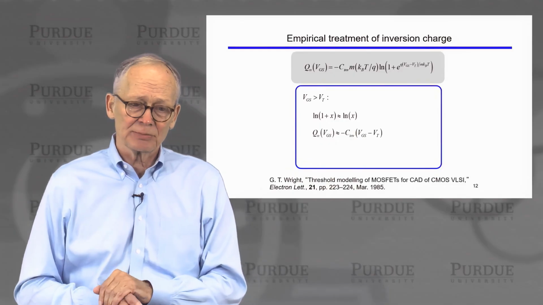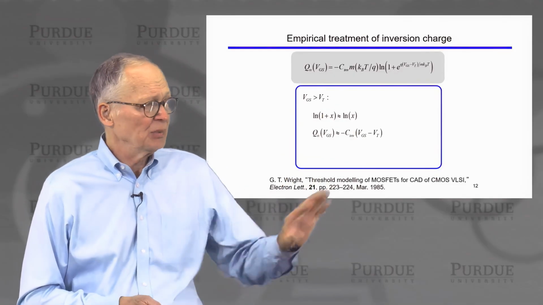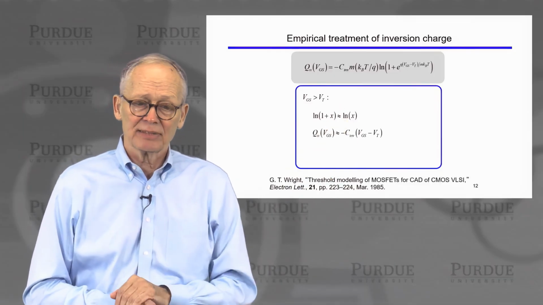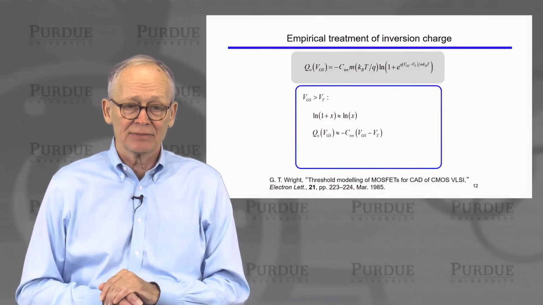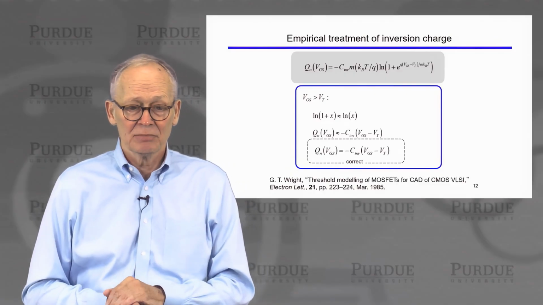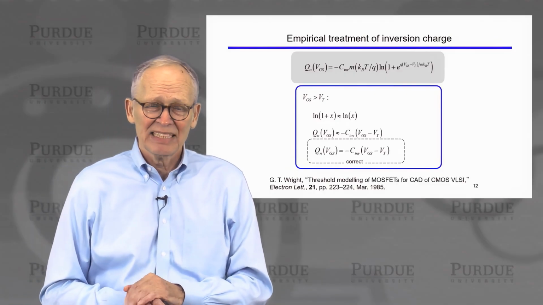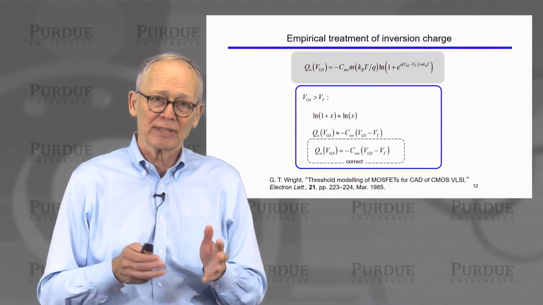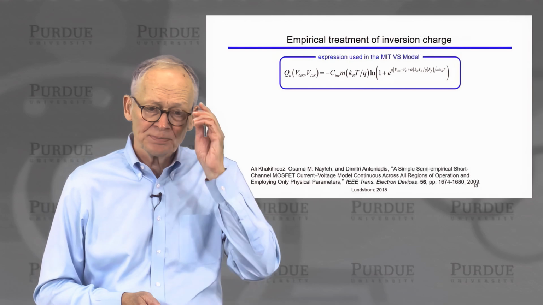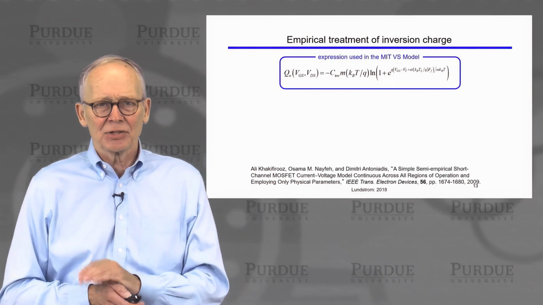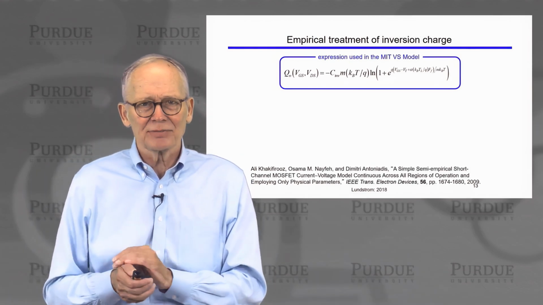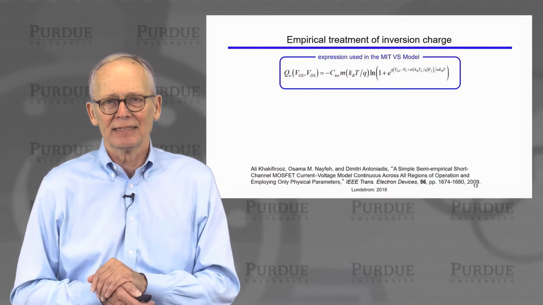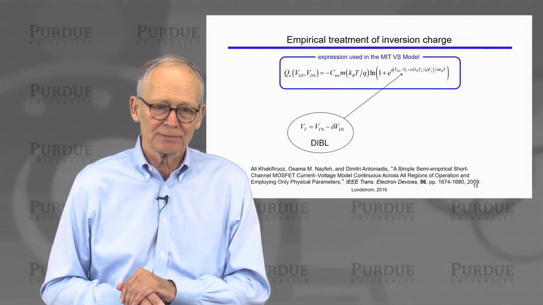If we look at this empirical expression above threshold, we can throw away the 1 in the log 1 plus x, and we can see that that expression simplifies to minus C inversion times Vg minus Vt. So we get the correct expression above threshold and nearly the correct expression below threshold. So it's a good empirical way to smoothly connect subthreshold to above threshold. Now, the MIT version of the virtual source model uses a little more sophisticated empirical function just to do a little bit better job of treating the numerical solution to this equation.